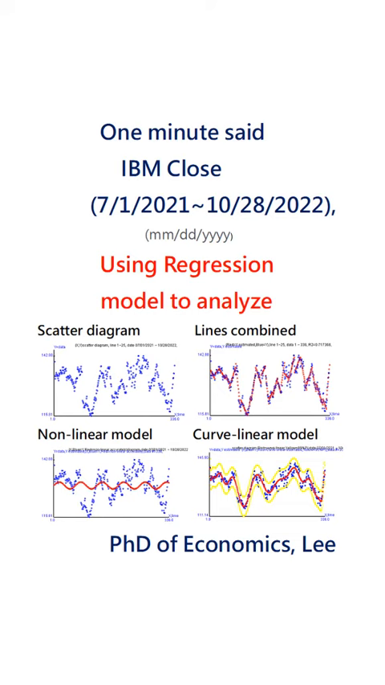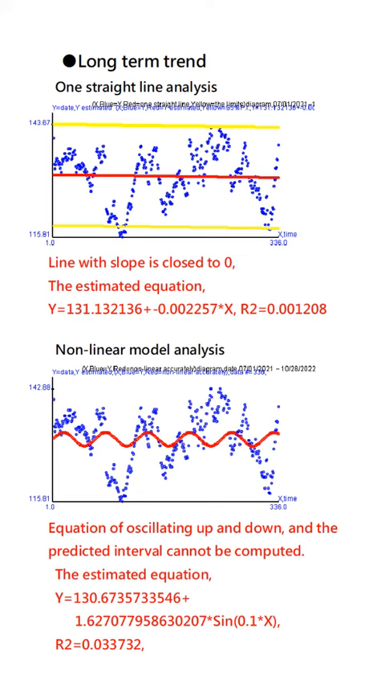IBM's closing price is analyzed using a regression model. There are scattered diagram lines combined with a nonlinear model and a curve linear model. Straight line analysis: the slope of the line is close to 0. Blue is the closed value. Red is the estimated value. Yellow is the upper limit and lower limit of the 95% predicted interval.